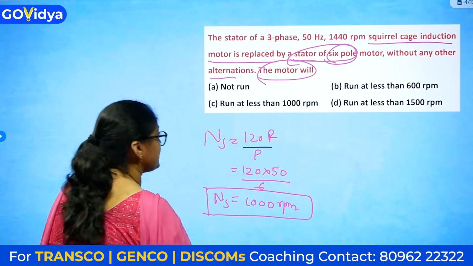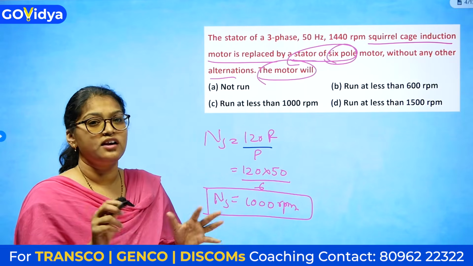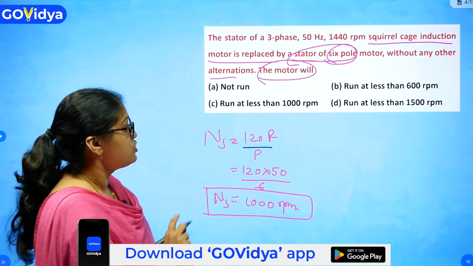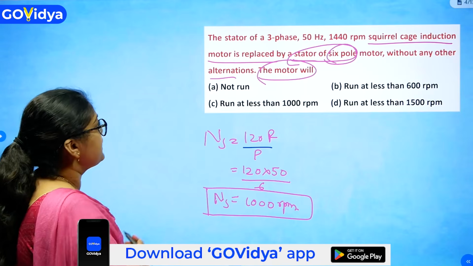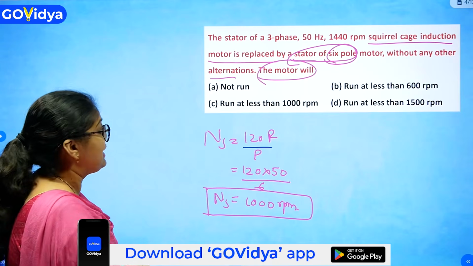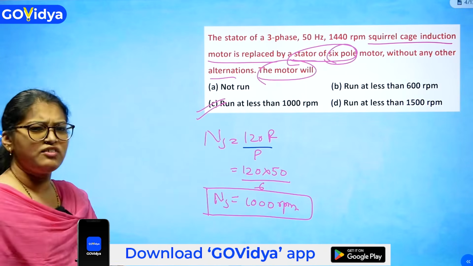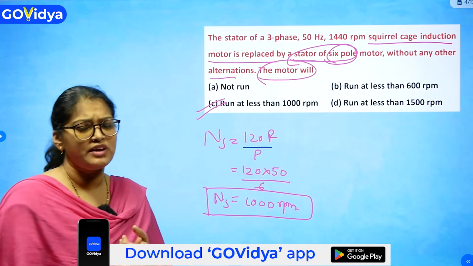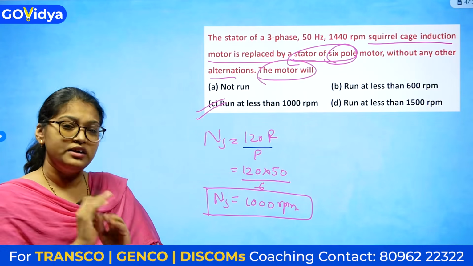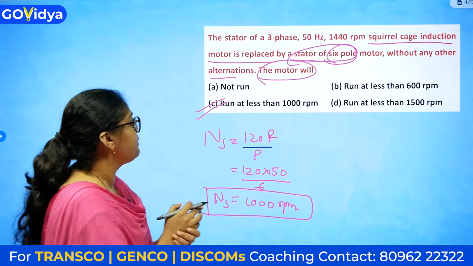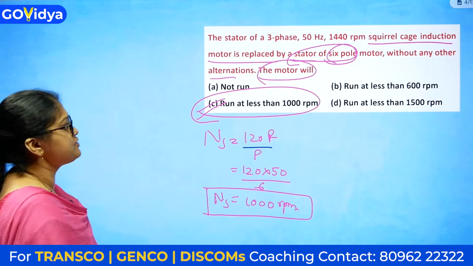But in case of a squirrel cage induction motor, what happens? It automatically adjusts to the number of stator poles. With that special criterion, the motor will run at less than 1000 RPM, not equal to 1000 RPM, because Nr and Ns will never be equal. It will be nearly equal, but not exactly equal. So the answer is that it runs at less than 1000 RPM. Clear? Let's move to the next question.